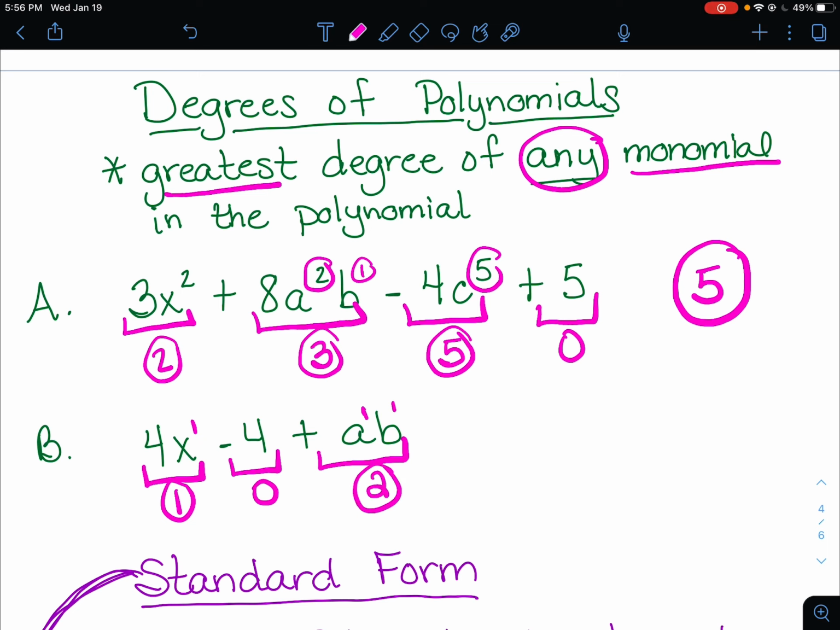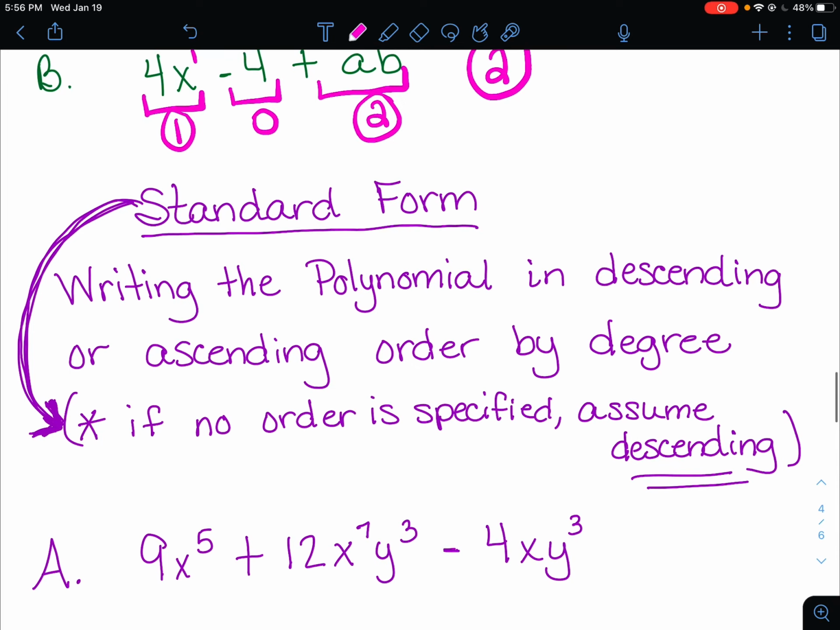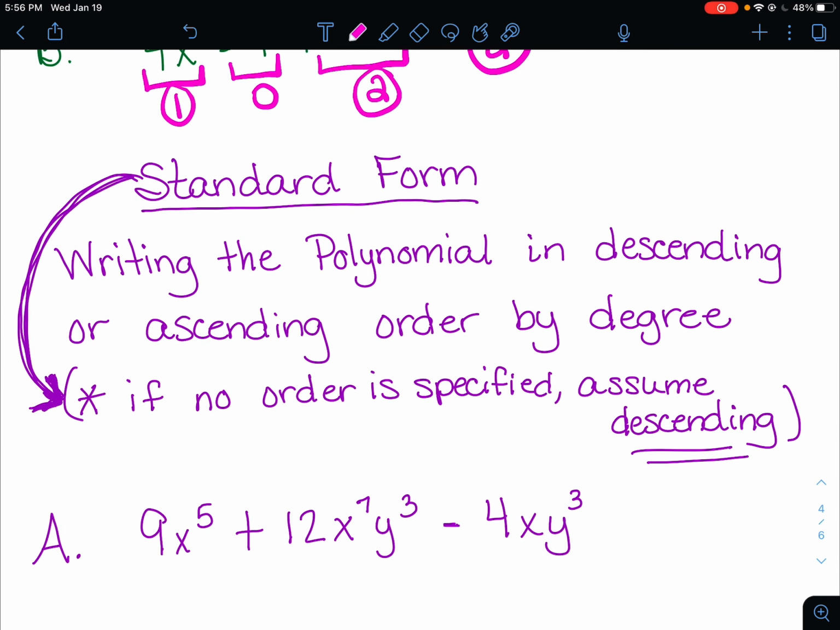So this has a degree of 2 for this whole polynomial, which happens to be, most specifically, a trinomial. All right, let's go into standard form. Standard form is a way that we write polynomials, and you can write them in either descending or ascending. When we think about descending, something is going down.